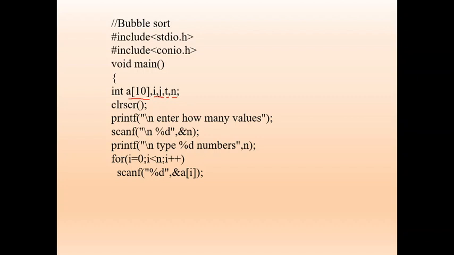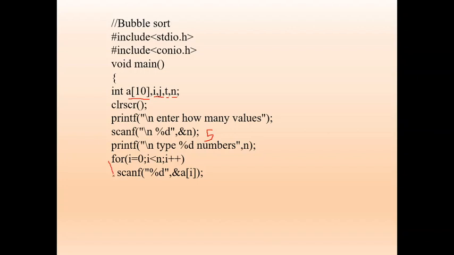clrscr is to clear the screen. Printf, how many values you need to read. Scanf, for example, I enter 5. How many numbers you want? I entered 5. 5 will be stored in N. Printf, type %d, N means %d plus N value will be printed. That is 5. Type 5 numbers.